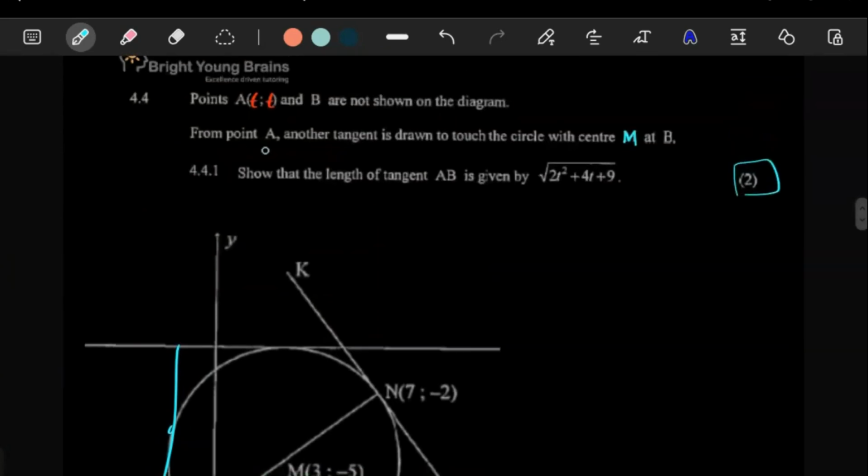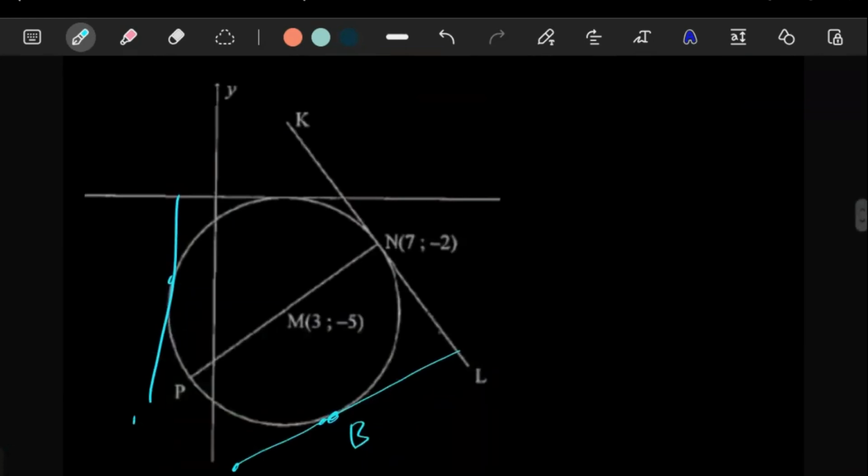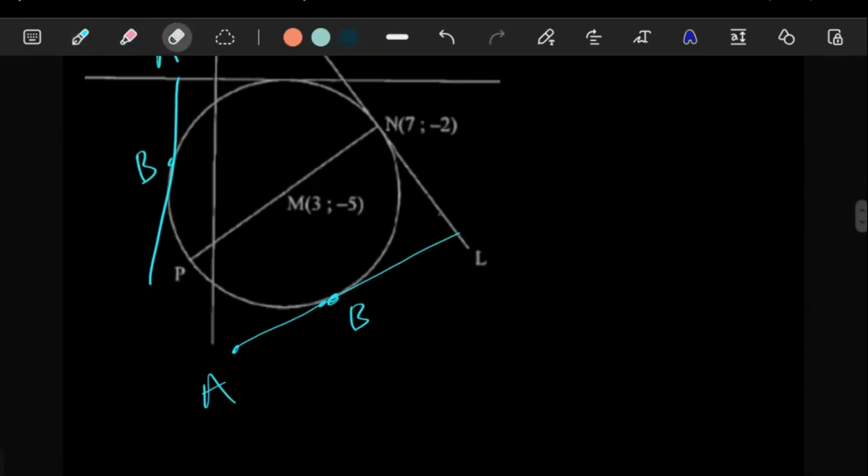Let's see, from point A, another tangent is drawn to touch the circle with center M at B. So this could be the A, but then this would be the B. This could be the A, but then that down there would be the B, you see? Somewhere on this side, this could be your A, but then where the tangent touches the circle, that needs to be your B, you see? That's what these kinds of questions are trying to say.